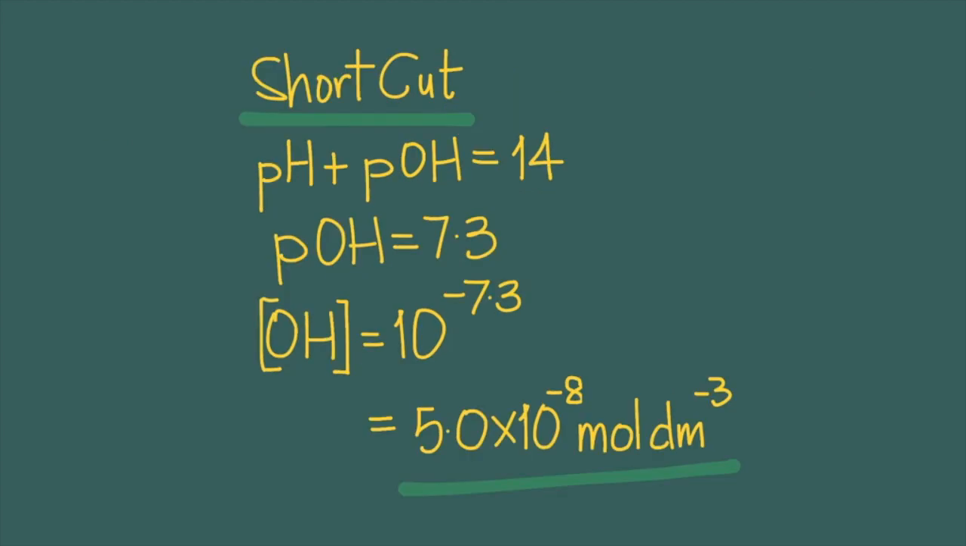But to solve this problem, there's also a shortcut, and if we use this expression, pH plus pOH equals 14, then we can say that if pH is 6.7, then pOH is 7.3. And using this expression, OH negative is equal to 10 to the power of negative 7.3, we will get the very same value, 5 by 10 to the power of negative 8 moles per dm cube.